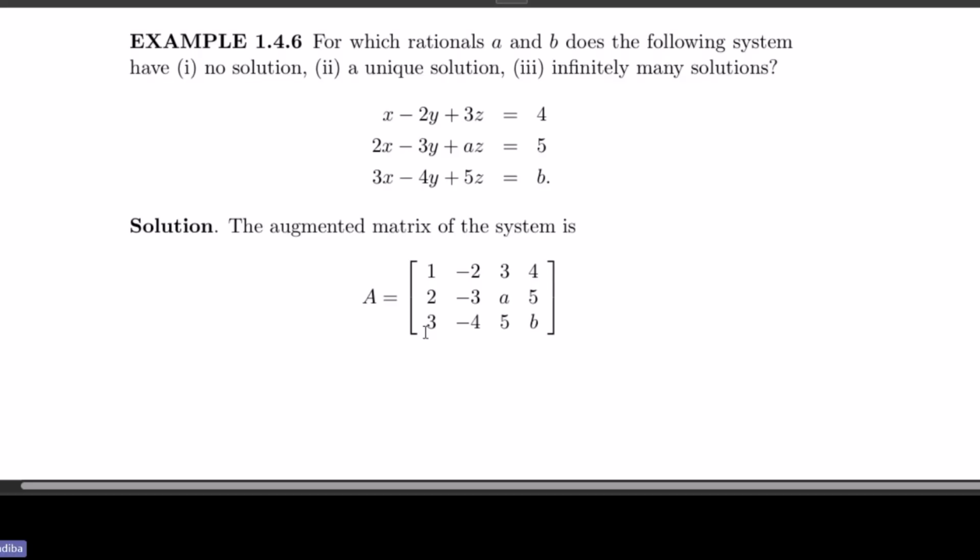Therefore, from there, we conclude by saying, for this system to have a unique solution, X must be equal to U, Y must be equal to V, and then Z must be equal to B minus 6 over 8 minus 2A.